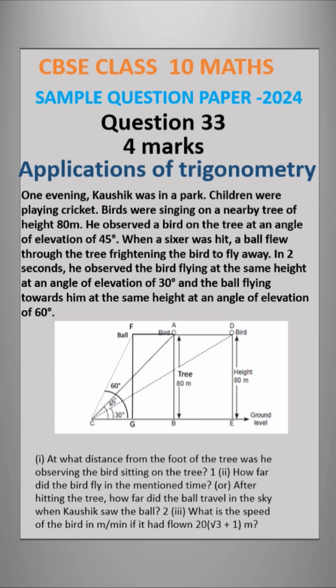What is the distance of the foot of the tree? Was he observing bird sitting on the tree? This question carries 1 mark. The second question is, how far did the bird fly in the mentioned time? There is an internal choice question. Or, after hitting the tree, how far did the ball travel in the sky when Kaushik saw the ball? These questions carry 2 marks. You can try any one of these.